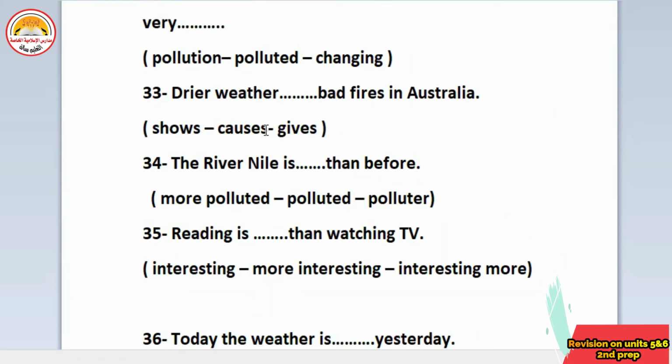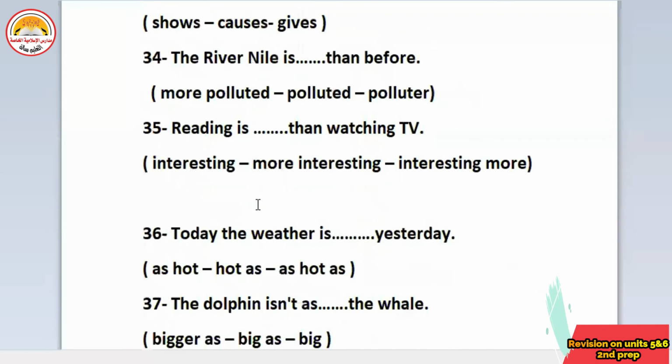Number 34, Minna Hussein. The river Nile is more polluted than before. Okay, Minna, why here you said more polluted? Because polluted is a long adjective. Okay, and here we compare between the river Nile today and the river Nile before. So here the river Nile is more polluted than before.